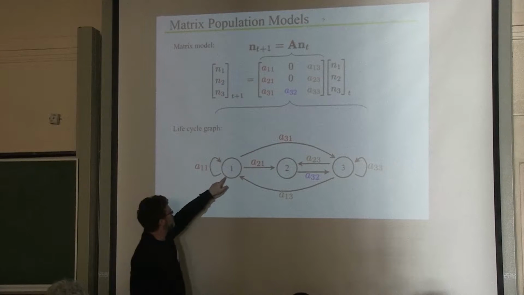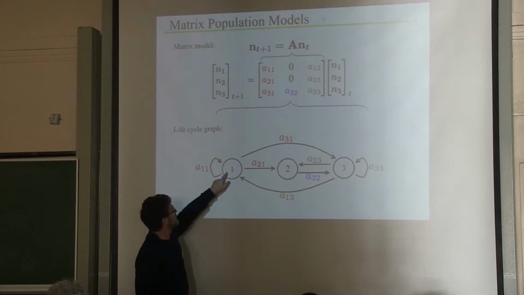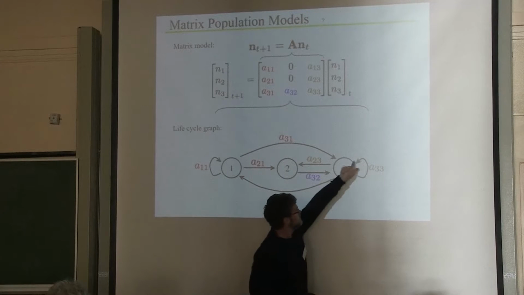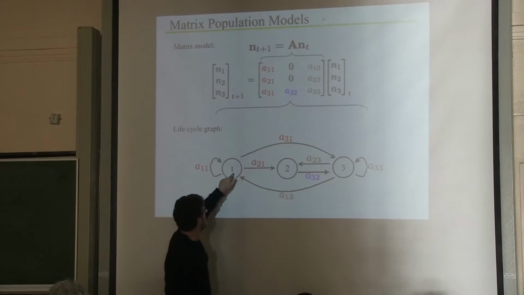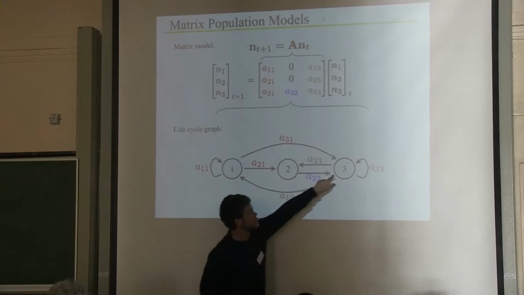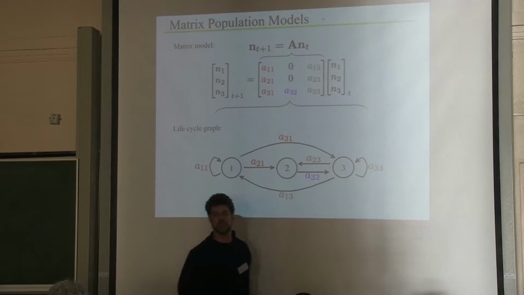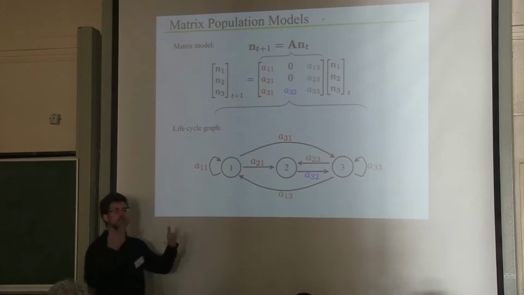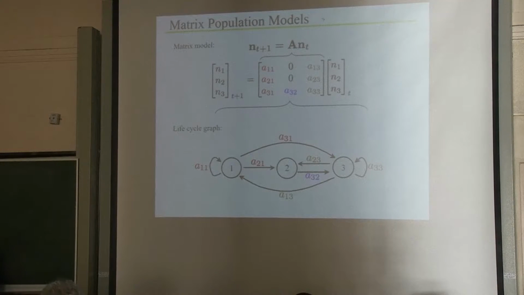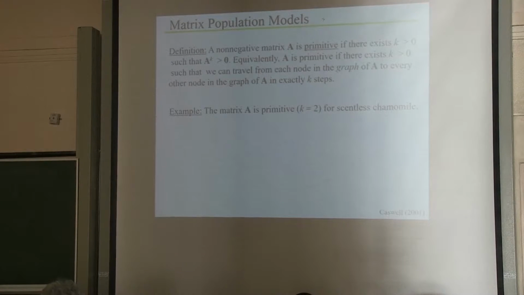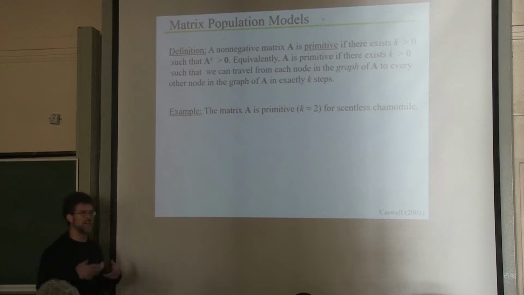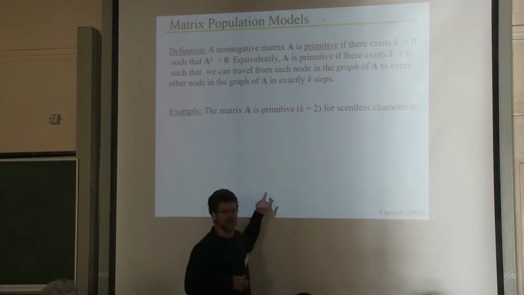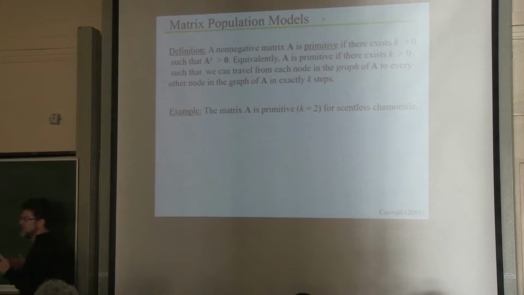If we choose k to be 2 in this case, we can get, say, from 1 to 1 in 2 steps. We can get from 1 to 3 in 2 steps, from 3 to 1 in 2 steps, and from 3 to 3 in 2 steps, and so forth. So this is primitive with k equal to 2. That's what that example says. I hate doing matrix multiplications, so it's easier to look at the graph. But we could have squared the matrix and checked the entries, and it would have given us the same thing.